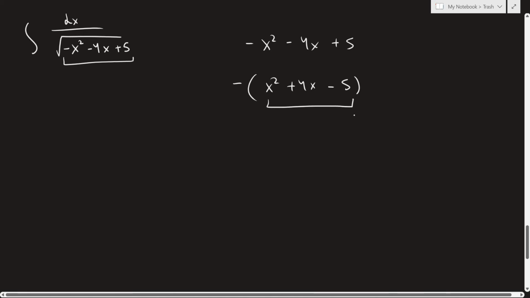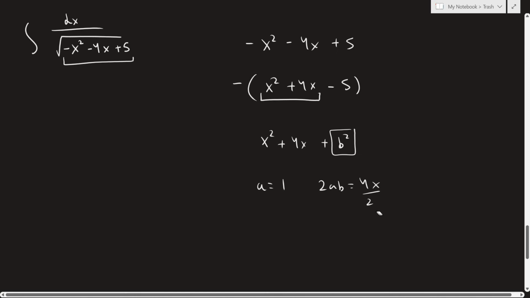Now, if you put this in the calculator, we're going to find an imaginary number, which we cannot solve. So what we're going to do is we find b squared, again, just like we did before. So x squared plus 4x plus b squared, which we will find. So a is equal to 1, while 2ab is equal to 4x. So b must equal 2, since 4 divided by 2. So b is equal to 2. So b squared, which is 2 power 2, is 4. Great. Now we need to find a number here plus something that is equal to negative 5. So 4 minus 9 is equal to negative 5. Great. Don't forget the negative here.